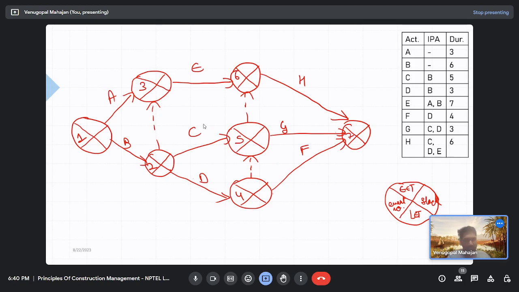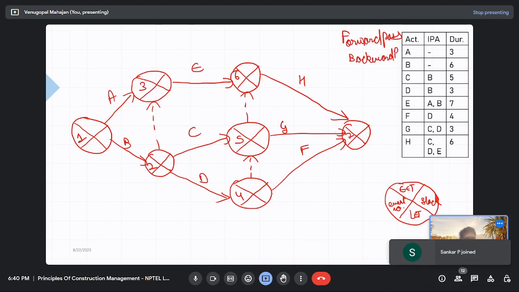Now network calculation, network analysis. So you have got forward pass, and you have got backward pass. So we will start with forward pass. Let me do it in another color. So start event, earliest start of event 1. When can we reach event 1? Because it is an instance of time, right? It is the starting event. So at time 0.